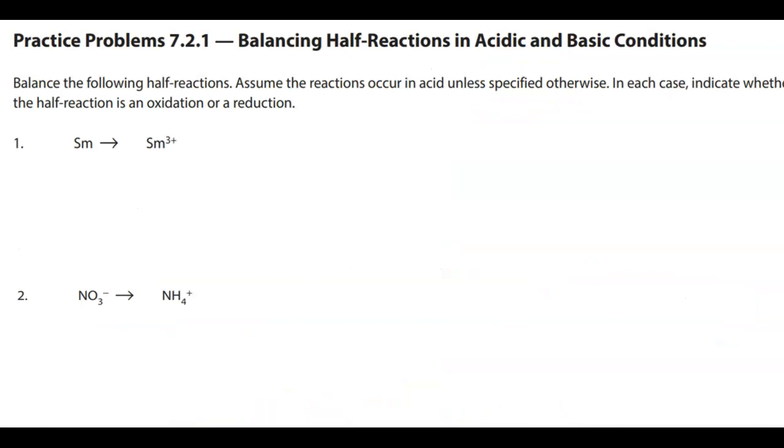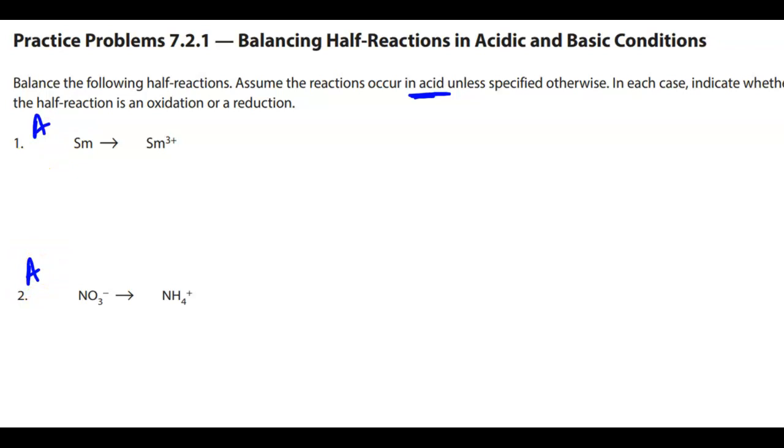Okay, so let's take a look here. Balance the following half reactions. Assume that the reactions occur in acidic solution unless specified. In each case, indicate whether it is an oxidation or reduction. These first two don't say anything, so we're going to assume this is acid, right?